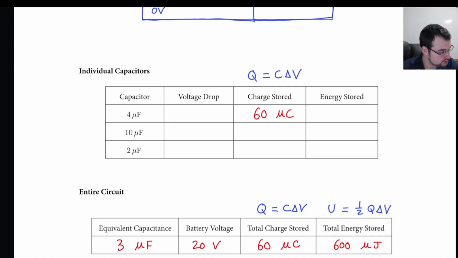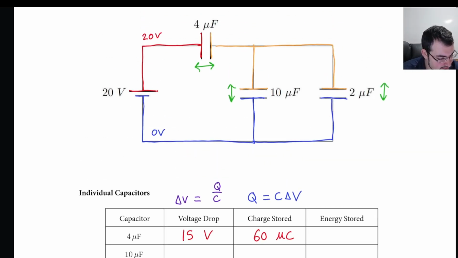So what is the voltage drop? Well, voltage drop is Q over C, doing more manipulating. So I have Q, which is 60 micro, and C is 4 micro. So I get 60 divided by 4, which is 15 volts. We'll do energy last. So why is this helpful?